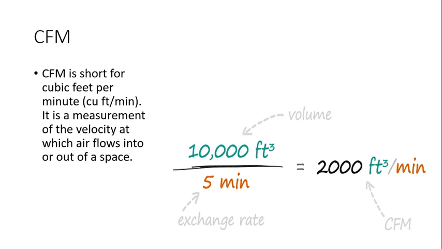CFM. CFM is short for cubic feet per minute. It's a measurement of velocity at which air flows into or out of a space. Here's the little formula at the side to figure out how much CFM you will need for a room.